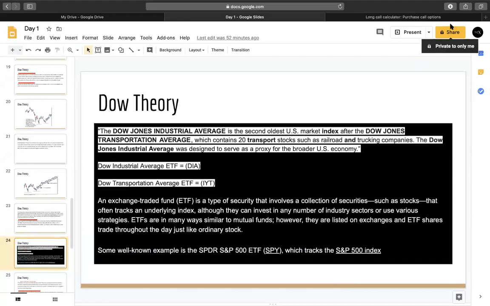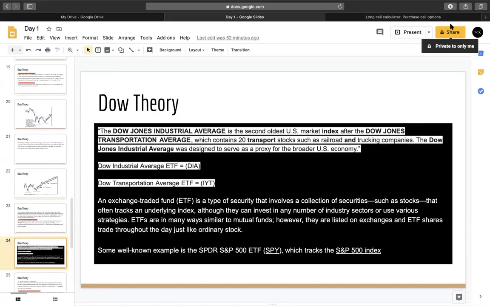An exchange traded fund, an ETF, is a type of security that involves a collection of securities, such as stocks, that often tracks an underlying index. Although they can invest in any number of industry sectors or use various strategies, ETFs are in many ways similar to mutual funds. However, they are listed on exchanges, and ETF shares trade throughout the day just like ordinary stocks.